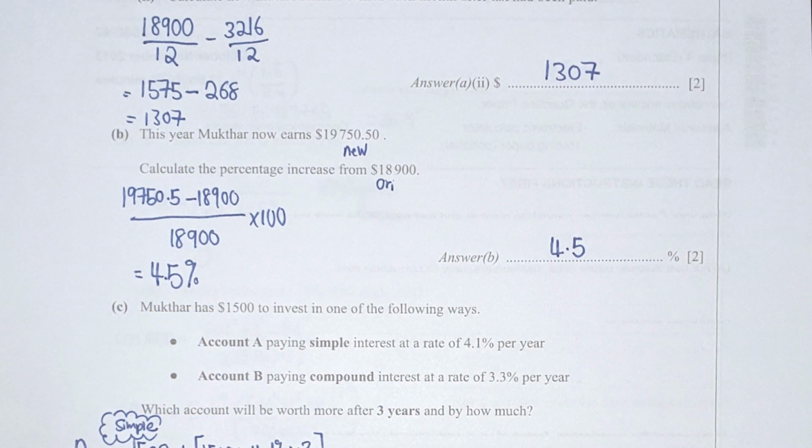So this year, the Mukhtar's earning increased. So 19,750.5 minus the original of 18,900, divide by 18,900, multiply by 100 to convert it into percentage. So this will get you 4.5%.